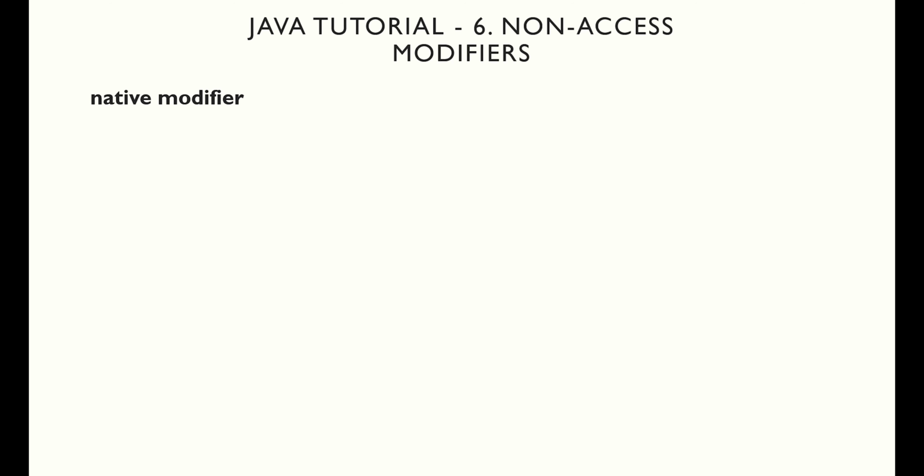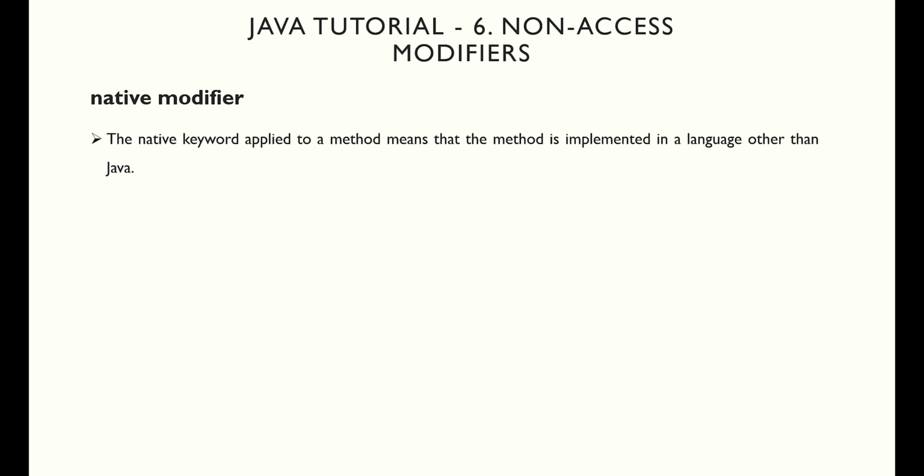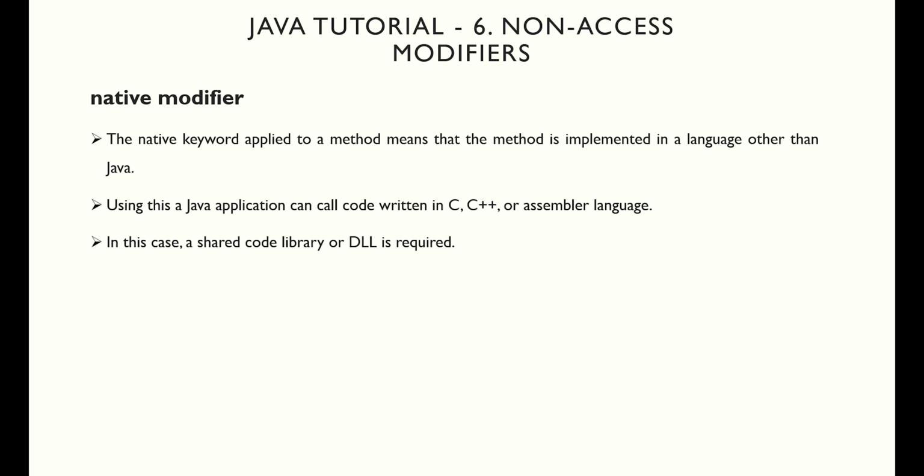Native modifier. The native modifier indicates that the method is implemented in platform-dependent code. The native keyword applied to a method means that the method is implemented in a language other than Java. Using this, a Java application can call code written in C, C++, or assembly language. In this case, a shared library or DLL is required. Native can be applied only to methods, not to classes, variables, or constructors. Note, a native method's body must be a semicolon, like abstract methods, indicating that the implementation is omitted. Example.